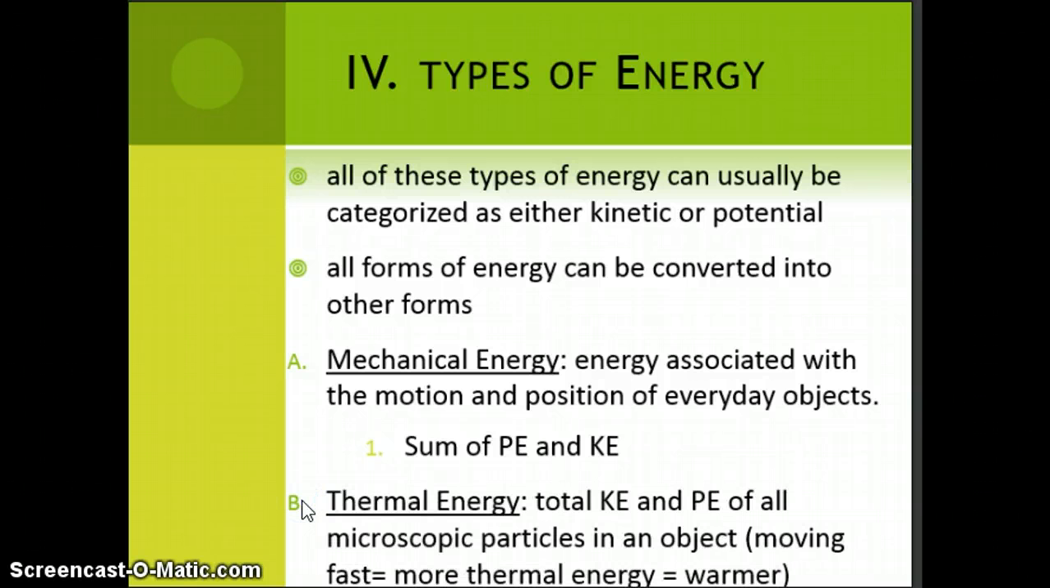Thermal energy. Thermal energy is your total kinetic and potential energy of all microscopic particles in an object. So the atoms in the object. If the atoms are moving really fast, that means you have more thermal energy and it is warmer. We'll talk more about thermal energy in chapter 16 as well.